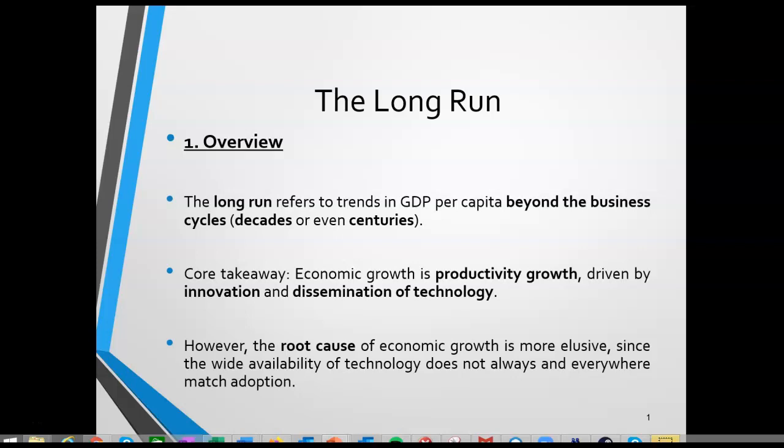Our final discussion topic for the semester takes us away from the business cycle to a discussion of broad historical trends in economic development. In terms of our previous context, economic growth is the expansion in potential output. Now, when discussing economic development, economists think of decades or even centuries, and this is what we commonly mean by the long run. At Core, we will show that economic growth really is productivity growth, is defined that way, and that is driven both by innovation, which is the invention of new technology, and the adoption of this technology.